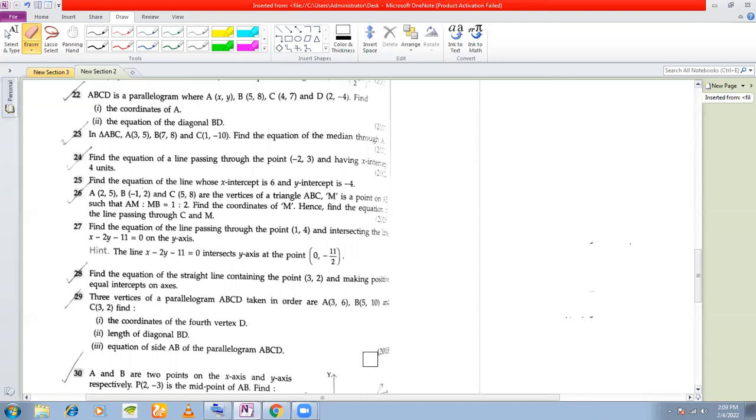The next question is 24. Find the equation of a line passing through the point minus 2, 3 and having x-intercept 4 units. If you remember, I told you if a straight line has x-intercept 4 units, plus 4 units, there's no sign here, that means this straight line must pass through the point 4, 0, isn't it? The straight line can either be this way, or it can be this way also. But in any way you draw, the x-intercept must be 4 units. So I know definitely it passes through the point 4, 0, right?